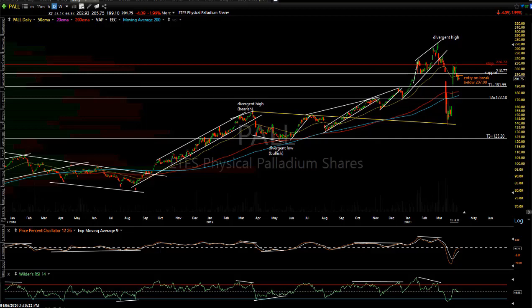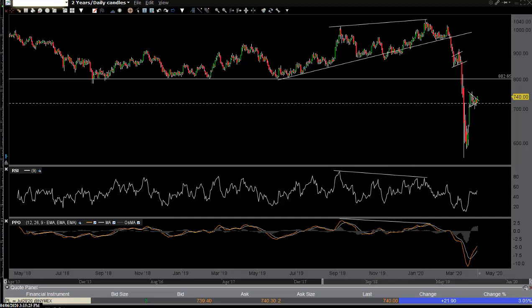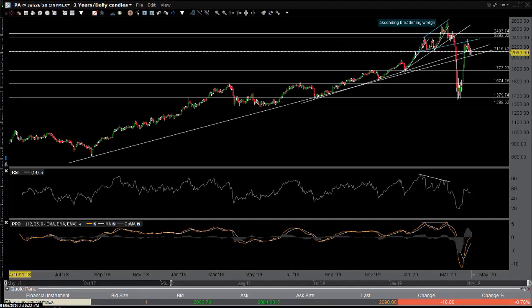Let's look at palladium futures, and nope, that would be platinum. Here's palladium futures. Needs a little bit of work. Symbols PA. You had the comparable support levels at about 21.16 right there. We are below it, but you have this trend line to contend with. We need to take out that trend line, and if and when that happens, that should open the door for a move down to that 1773 level, and quite likely some of these additional targets. PPO also looks like it's starting to curl down right at the zero line as well.